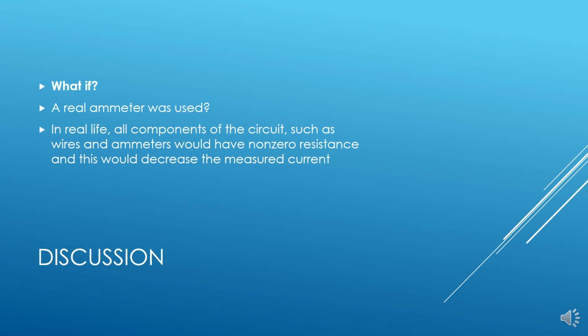What if a real ammeter was used? In real life, all components of the circuit, such as the wires and ammeters, would have non-zero resistance, and therefore this would decrease the measured current in the experiment.